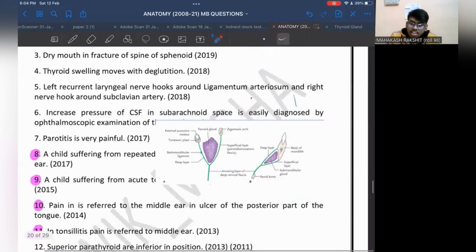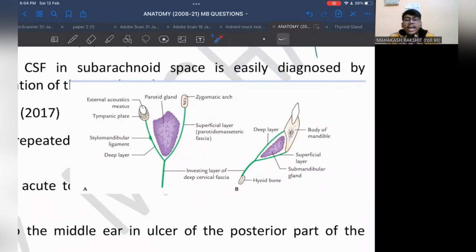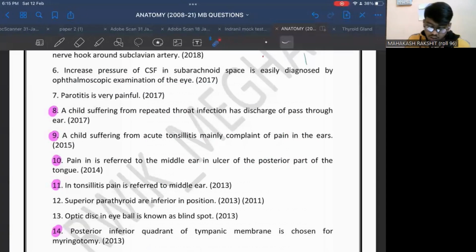Parotidomasseteric fascia. This parotidomasseteric fascia makes the entire false capsule unyielding, something which does not provide any expansion, right? This unyielding fascial layer prevents expansion of the parotid gland. So if there is any inflammation, the parotid gland will try to swell up, and this fascial covering will prevent it. As a result, there will be enormous pain. That is why parotitis is very painful. Got it? Okay, the next question.